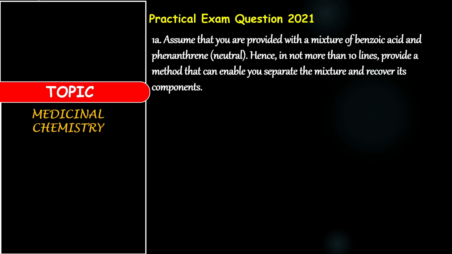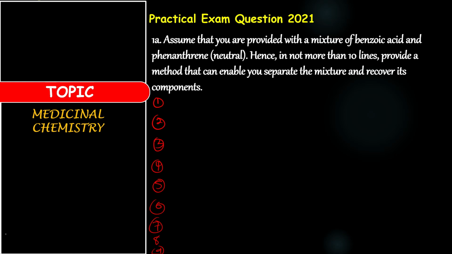Assume that you are provided with a mixture of benzoic acid and phenanthrene, neutral. Hence, in not more than 10 lines, provide a method that can enable you to separate the mixture and recover its components. So we are to give at least 10 steps. What are the 10 steps that will be needed for this experiment? Because they say no more than 10 lines, I would love to put it in form of steps.